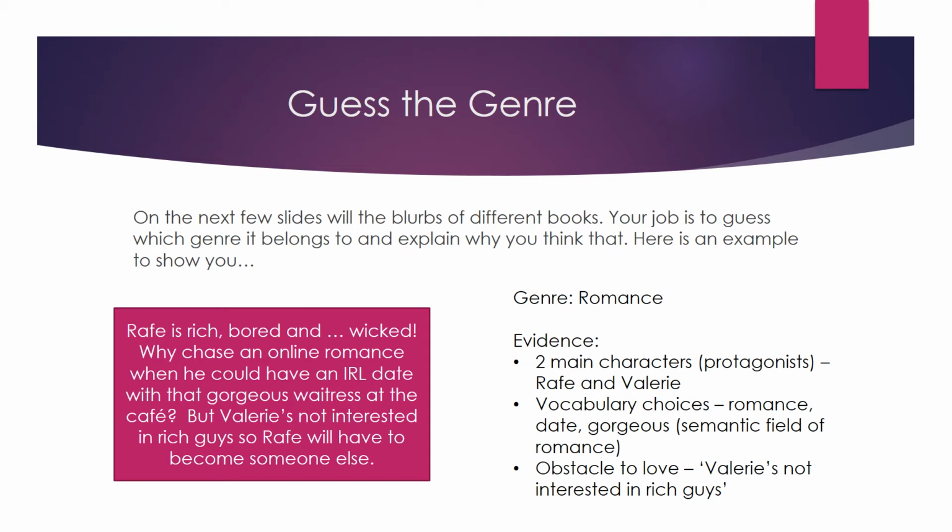So in this case, I've chosen 3 of the pieces of vocabulary that stood out to me and made me think it was a romance novel. And finally, I've got the fact that there is an obstacle to love happening. Now, that's quite often something that occurs in romance novels. So I've got the phrase, my evidence, Valerie's not interested in rich guys.